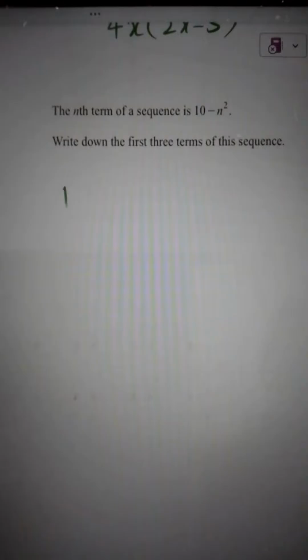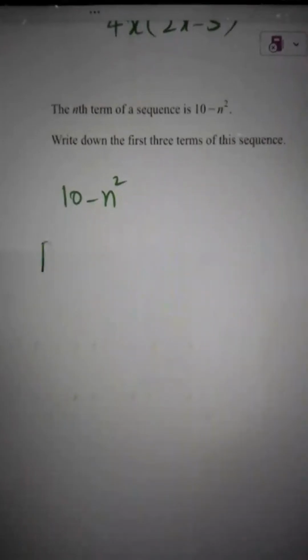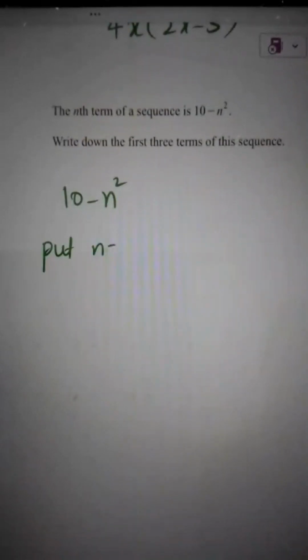It is 10 minus n squared, the general term. Put n equal to 1. So what will we have? 10 minus 1 squared. We should write it without brackets, because there is no need to enclose 1 in brackets.